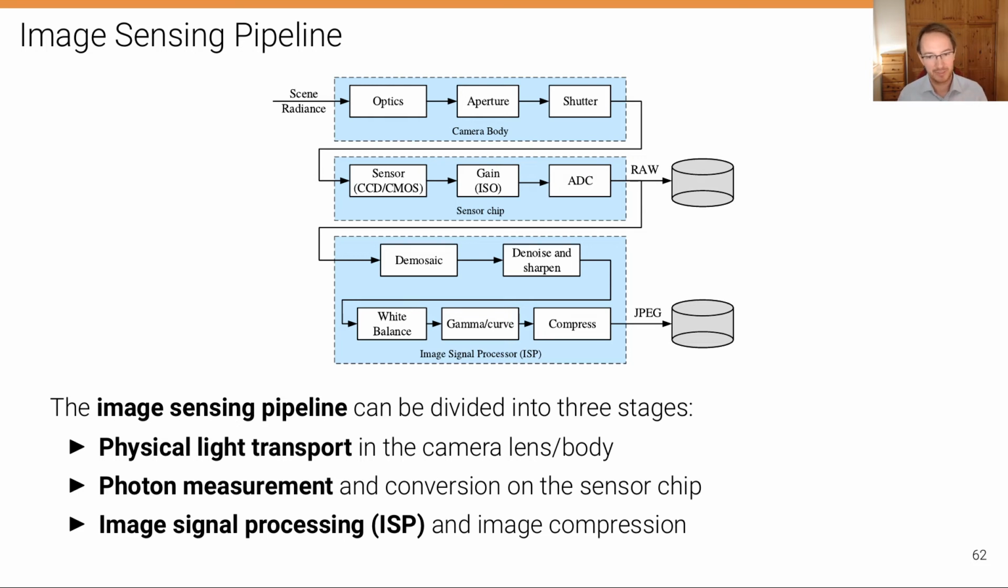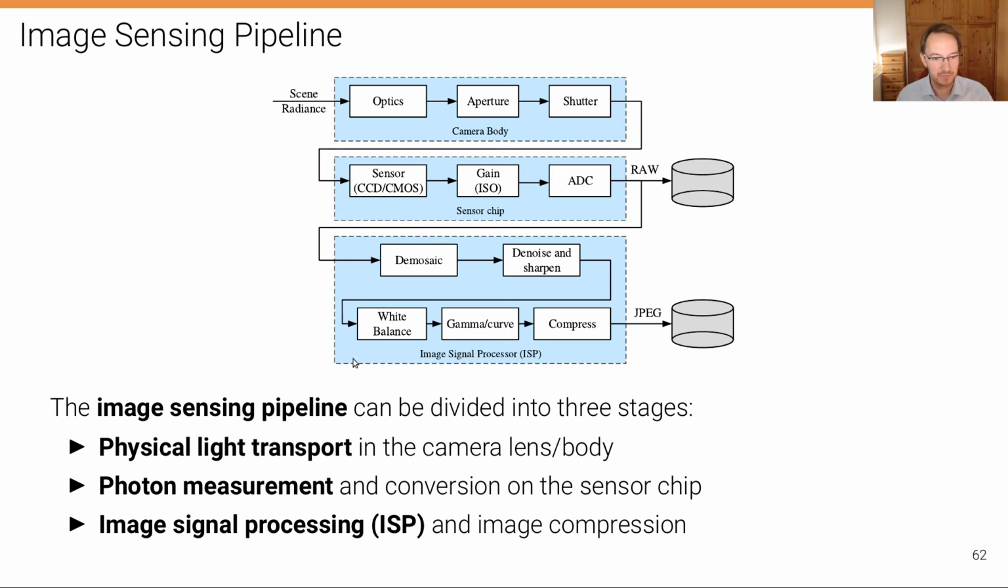that at a very high level can be divided into 3 stages. The first is the physical light transport stage in the camera lens and the body, comprising the optics, the aperture, and the shutter. Then there is a photo measurement stage and conversion on the sensor chip that measures the photons, adjusts their intensity, and converts them into a digital format. That's also sometimes called the raw image.